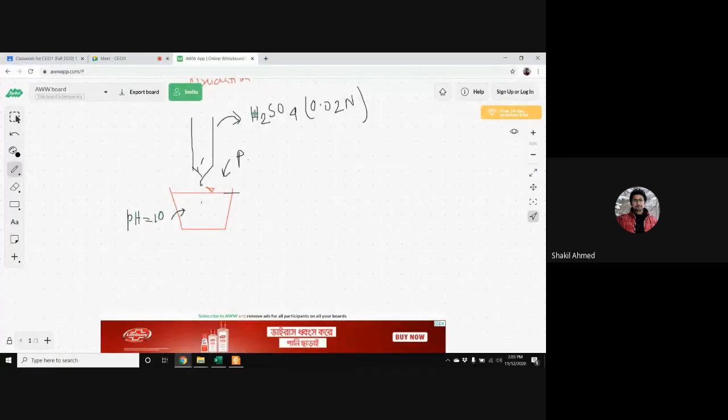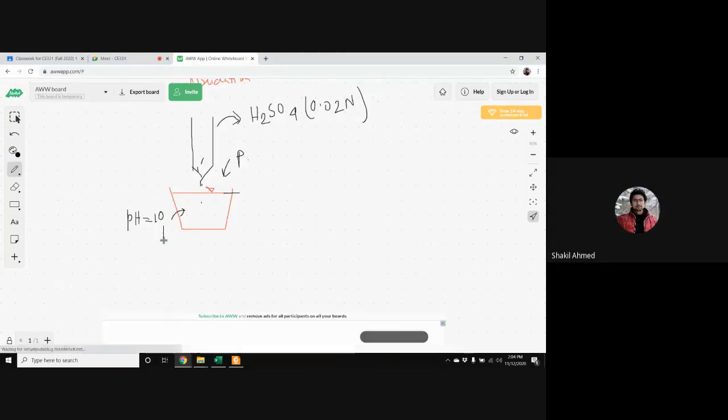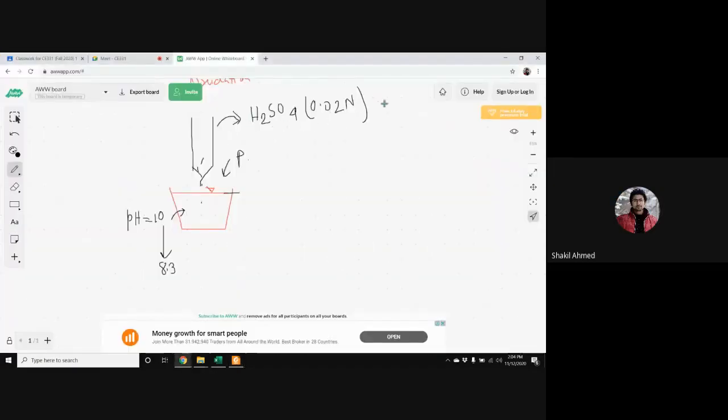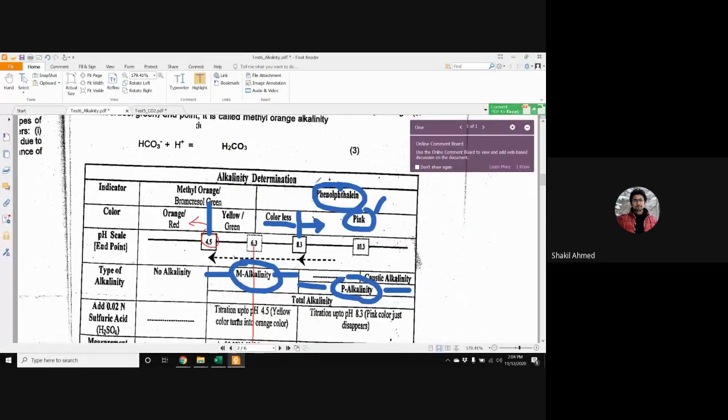Now after addition of H2SO4, what would be your pH, less than or greater than 10? Less than, because you are adding acid. So it is decreasing, decreasing, decreasing. At 8.3, this pink color will become colorless. Vanished. So you measure how much sulfuric acid you have added, Volume 1, for example. When you see colorless, you stop adding sulfuric acid.